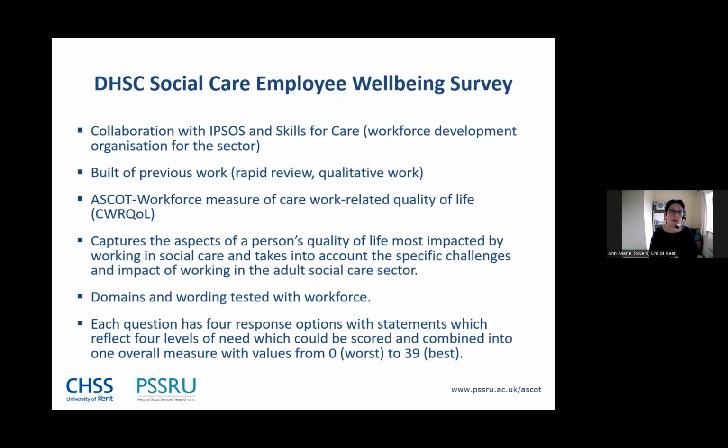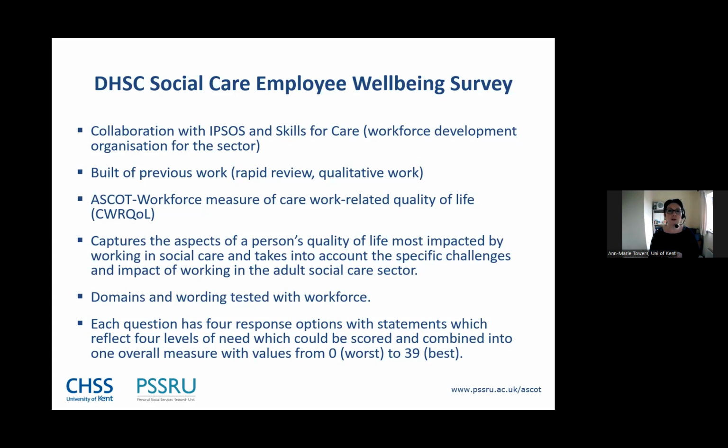The domains and the wording have already been tested with the workforce. We've taken the ASCOT framework across. So there are domains, and for each domain, there are 4 response options relating to outcome states, reflecting those 4 levels of need that Anne took you through earlier, that you'll be familiar with from all of the ASCOT tools. It's not preference weighted yet, but it can be scored from a value of 0 to 39, being the highest possible work-related quality of life.